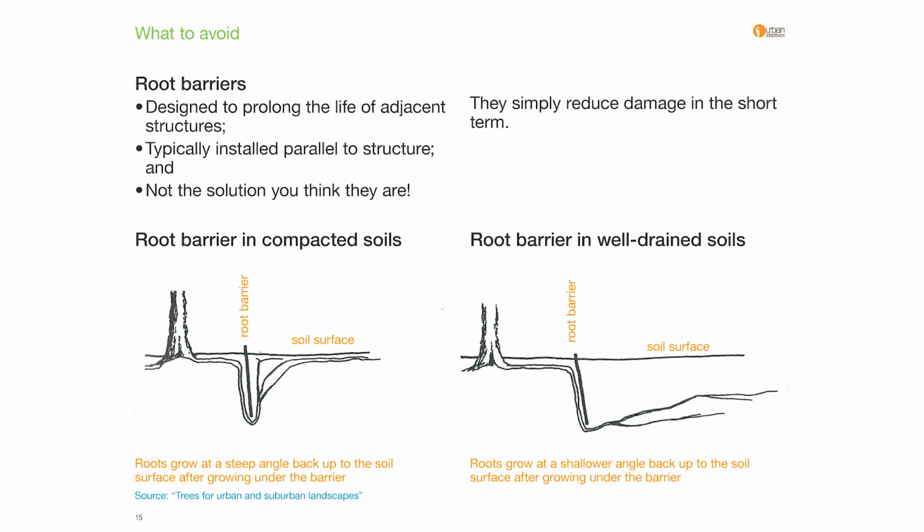I'm sorry to burst your bubble, engineers, but root control barriers don't really work. So, root barriers are there and they're designed to prolong the life of your adjacent structures. They're typically installed parallel to your structure, but they're not the solution you think they are. What they can reduce is damage in the short term, but in the long term, hopefully after everyone's forgotten we've worked on the project, they will actually grow back up and damage your infrastructure. And it's a nature of the soil type as to how quickly that might happen.